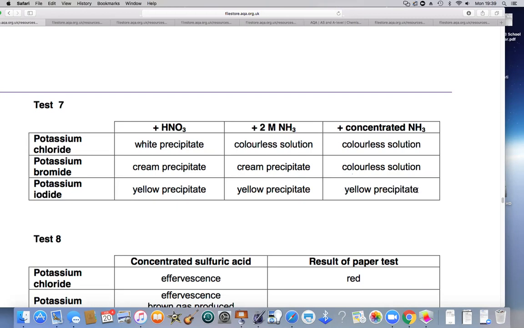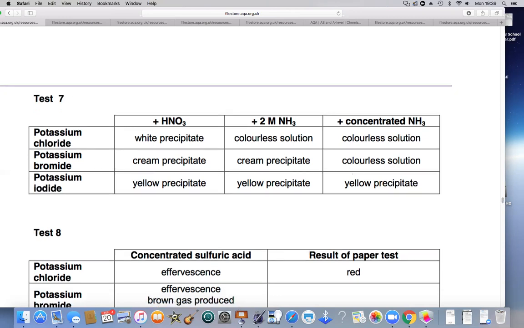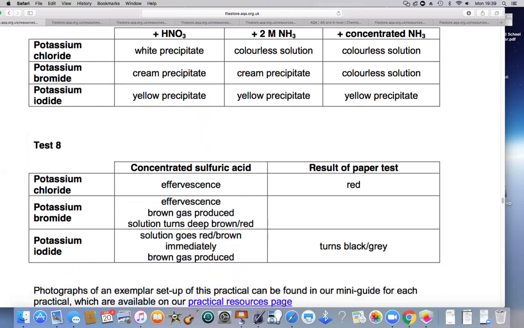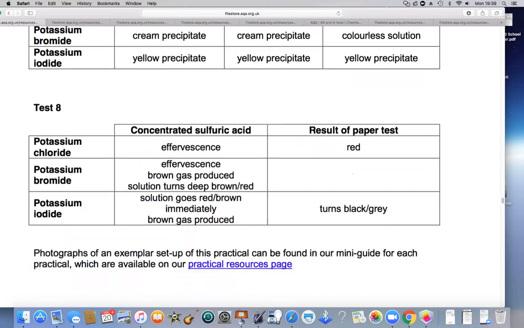The yellow precipitate of silver iodide does not dissolve in concentrated ammonia. So that can be used as an additional test to distinguish them. Now, just briefly, I'm not going to dwell on this because this is something that you're probably not going to look at until towards the end of the year.